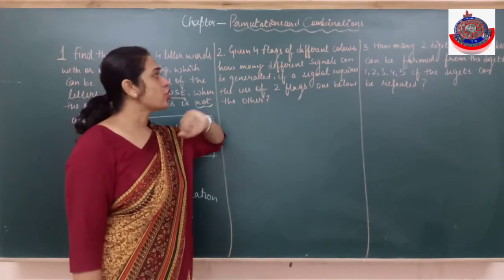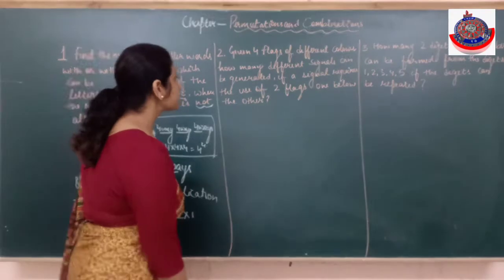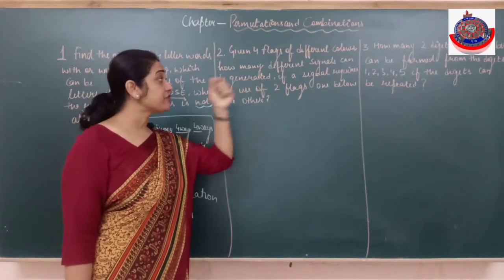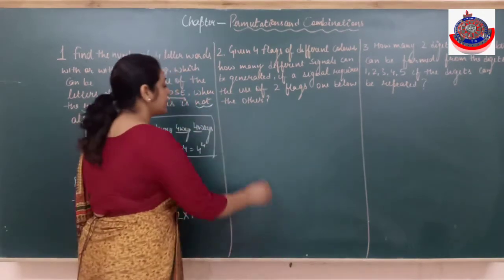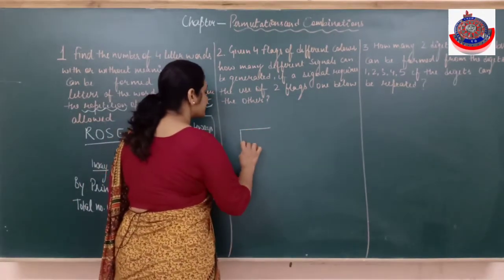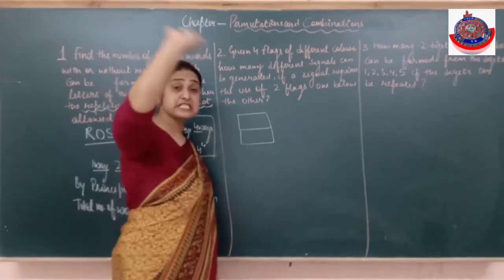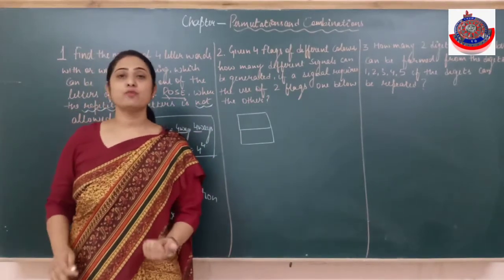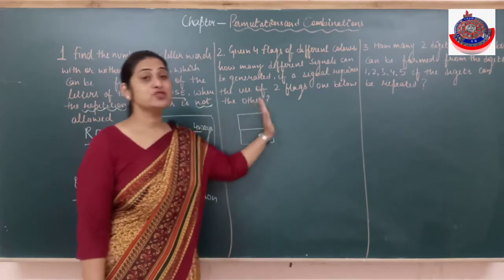Given 4 flags of different colors. You have total 4 flags of different colors. How many different signals can be generated if a signal requires the use of 2 flags, one below the other? I have to give signals, suppose some war is going on. I have to give the signal to my partners, to my soldiers. So I need 2. I have told them I will be using 2 flags.